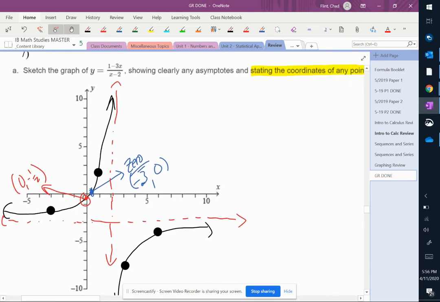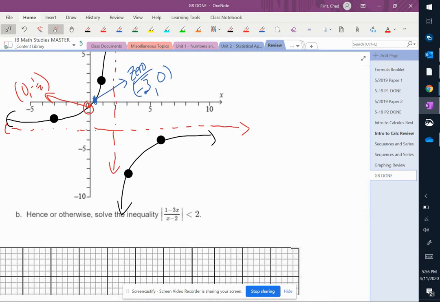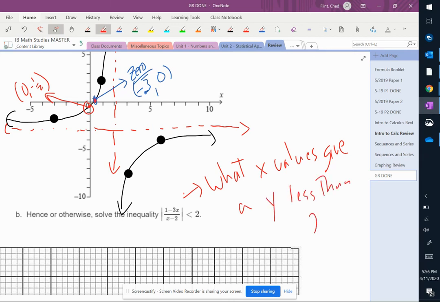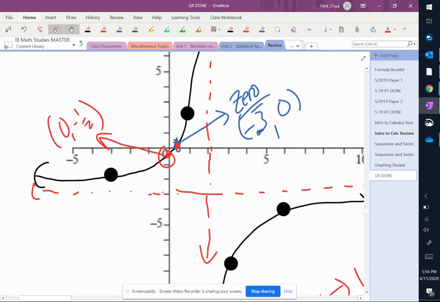Then the part that tripped me up before is that it said, hence or otherwise solve the inequality: the absolute value of the function is less than 2. So it wants to know what x values give a y less than 2, but I'm going to put a star here and say absolute value. Absolute value.